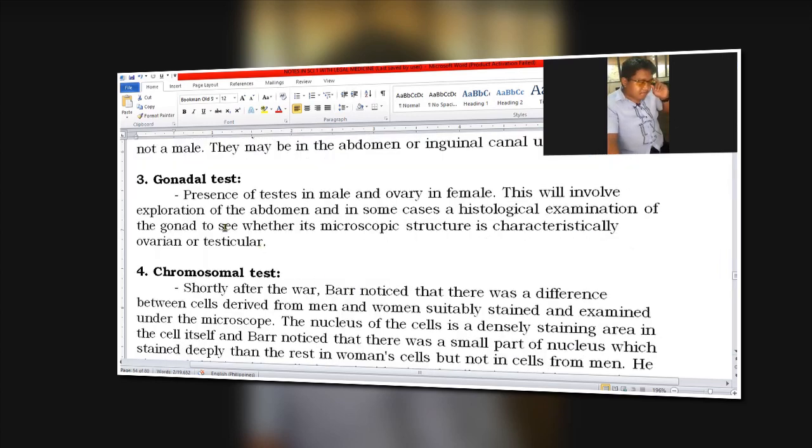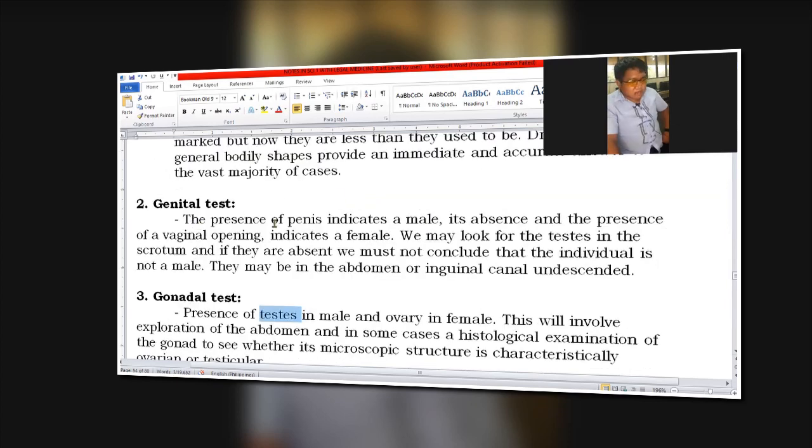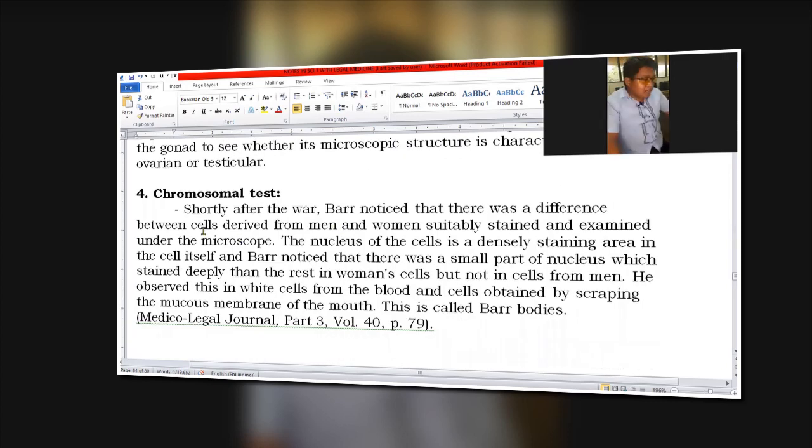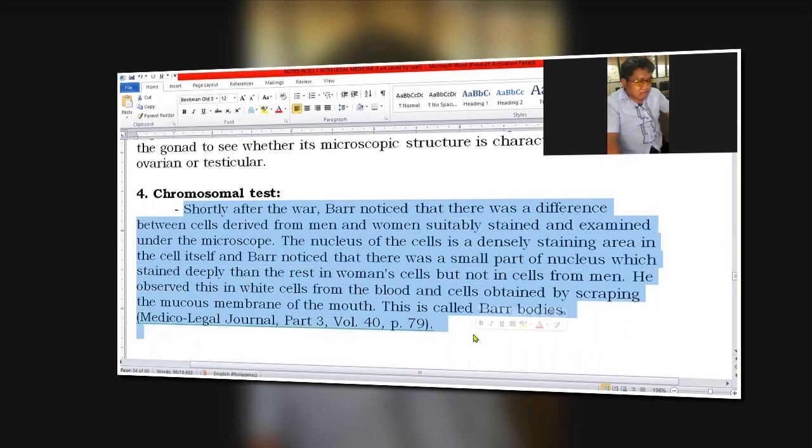Okay? Ito namang isa is gonadal test. The presence of testes in male and ovary in female. Yan, ang gonads. Okay? No, ang gonads ng lalaki, testes. Ano ang genital ng lalaki? Penis. Babae, vaginal opening. Yan, ang gonads ng babae naman is ovary. Okay? So, pag meron yung mga yan, babae at lalaki ka, respectively. Meron din chromosomal test. Yan, that is a chromosomal test. Pakibasa na lang yan. Okay?